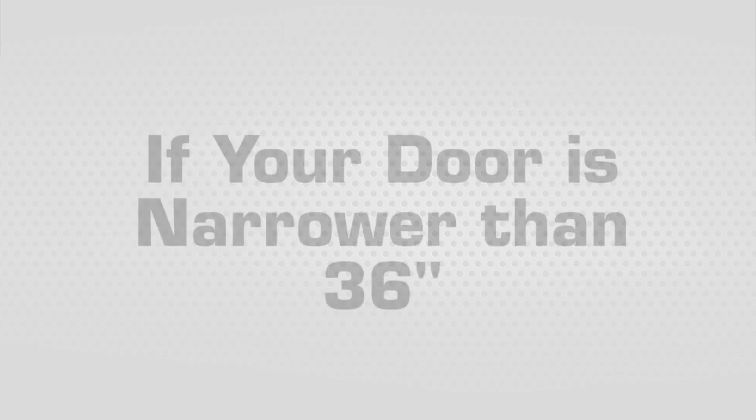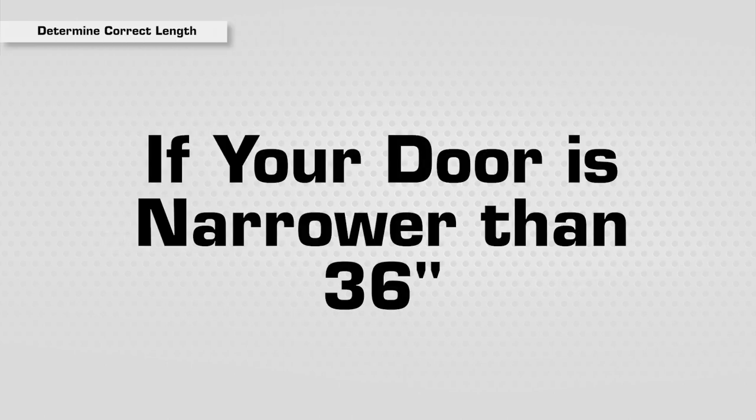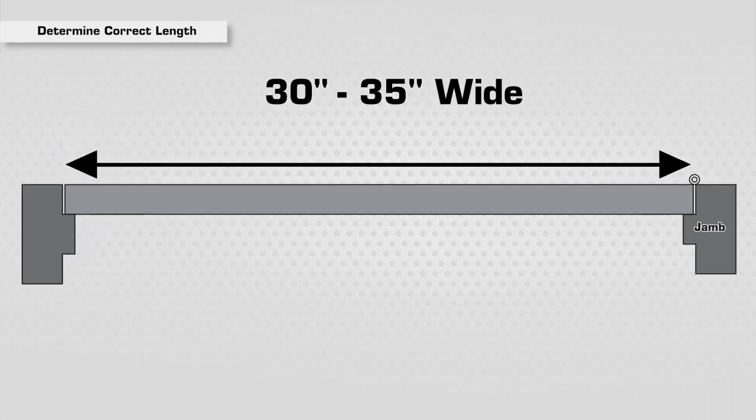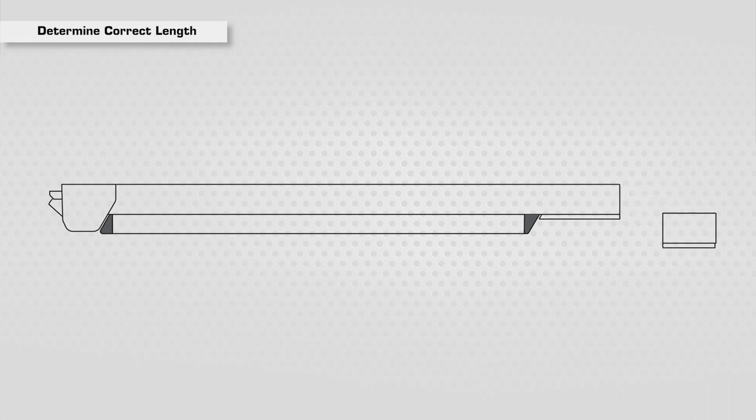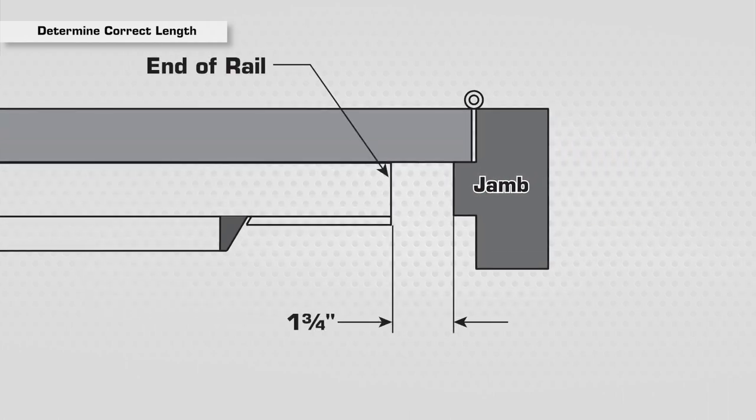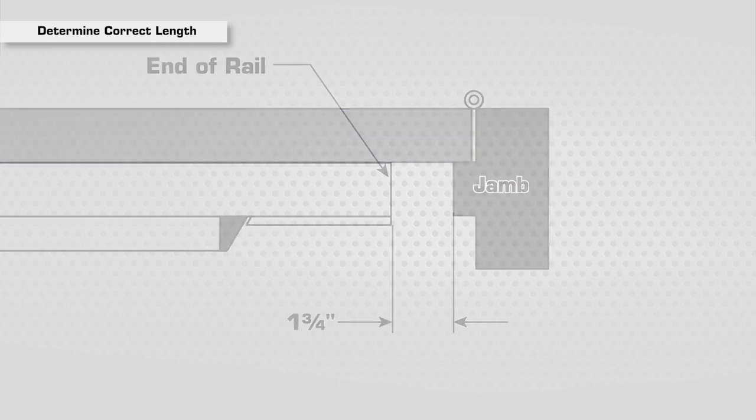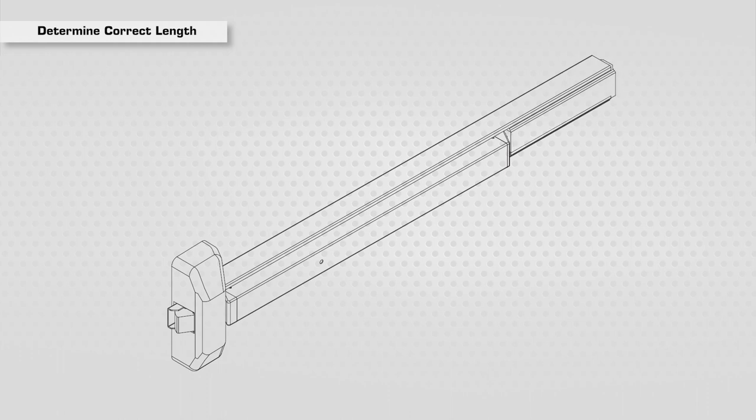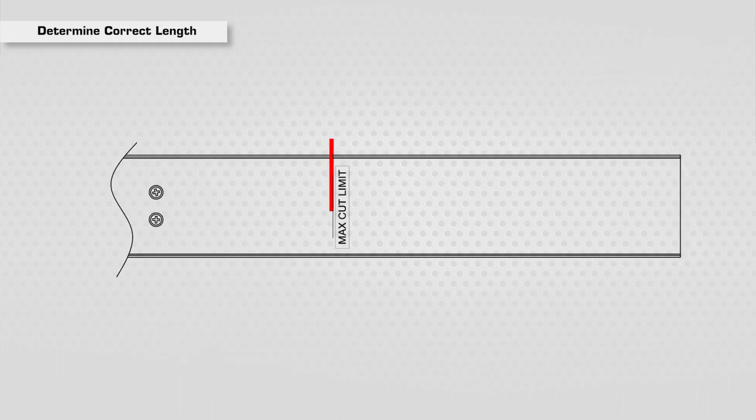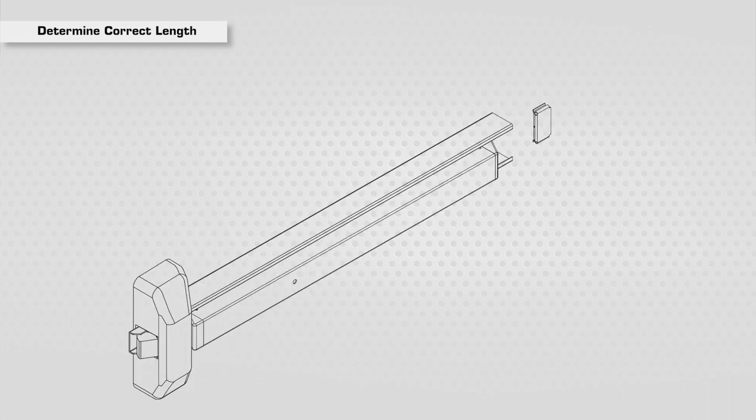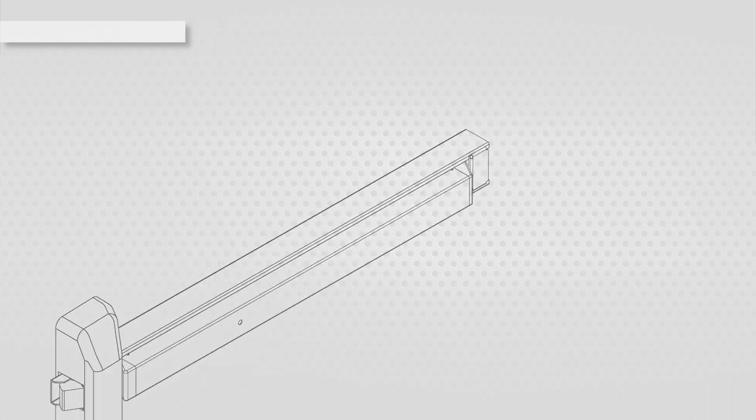1¾ to 2 inches. If your door is less than 36 inches, you will need to cut the rail and sliding shim. For doors between 30 and 35 inches wide, cut the rail to leave a minimum of 1¾ inches from the end of the rail to the edge of the door jamb. For doors between 28 and 29 inches, remove the sliding shim and cut the rail at the line on the back marked max cut limit and use the provided small sliding shim.